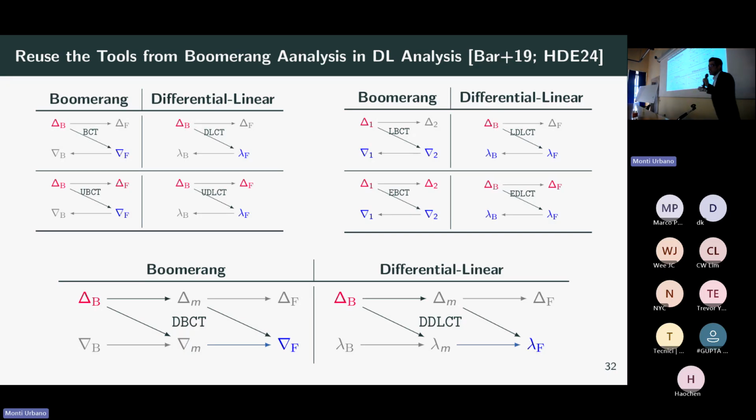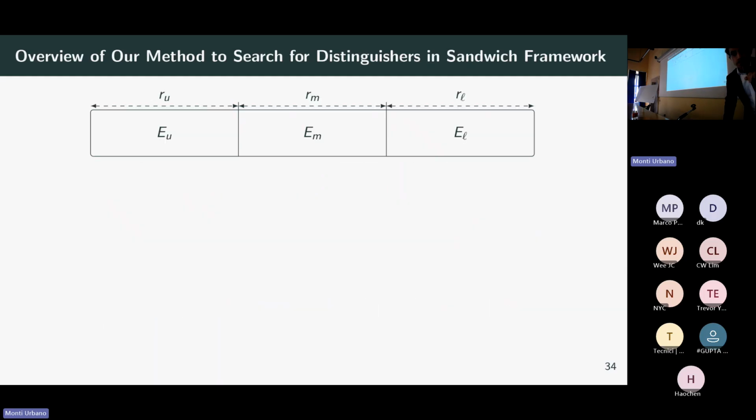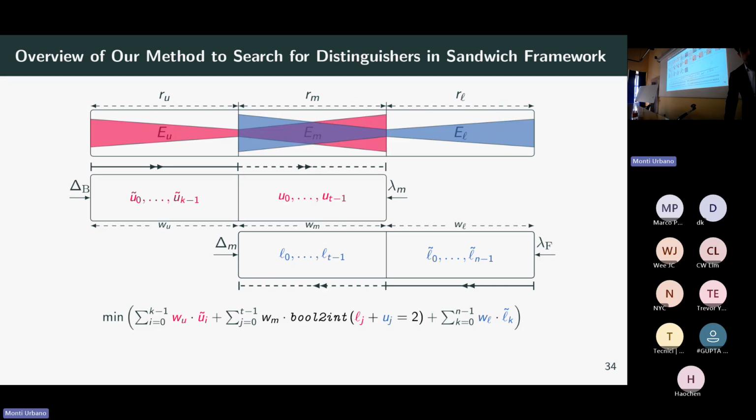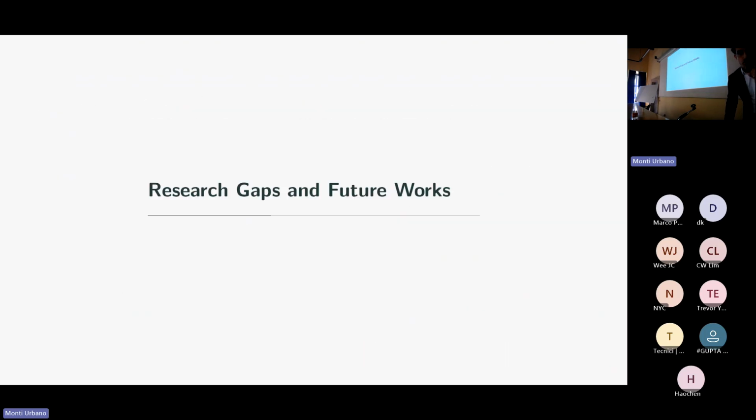And people didn't care about this link, actually, back then. Yeah, sure. So I'm going to finish. This is one example that shows how we can use these tables to estimate the correlation. And this shape represents again the automatic method that we can use for both boomerang and differential linear. I just skipped that. This is also a result that we achieved with our approach.